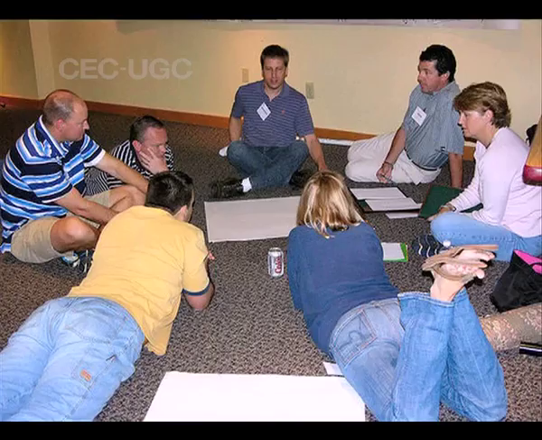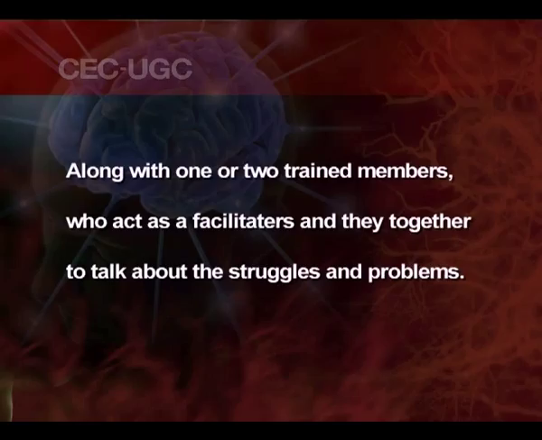Let me first introduce you to the concept of group counselling and how it is done. Group counselling involves a small group of people, usually 6 to 10 of them, who meet together every week or, depending upon the intensity of the program, at regular time intervals, along with 1 or 2 trained members who act as facilitators, and they together talk about the struggles and problems.